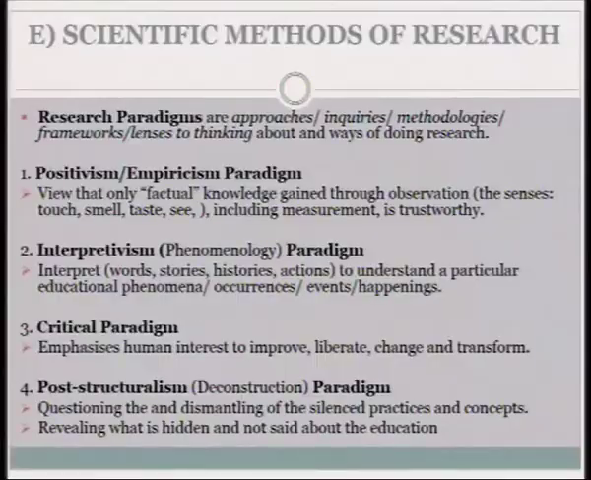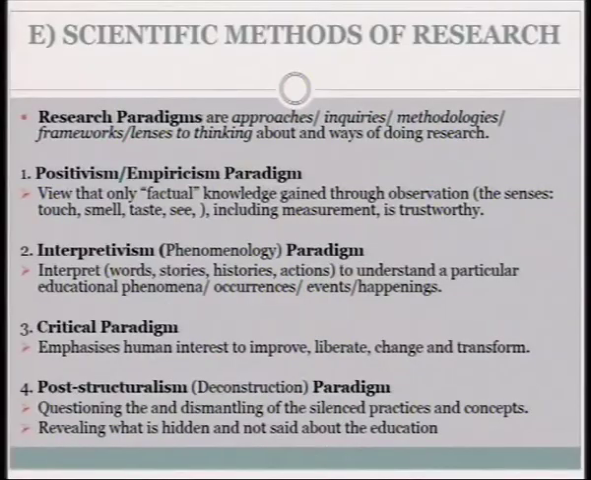Then we have number 3, critical paradigm, another lens or approach that we can use to look at education. So here they are looking at, firstly, that the research should be to the benefit of the people, okay? So it has human interest, 1. Secondly, it has to be about improving the situation. Remember, the 4 ideas I gave you previously are speaking to the same issue. Improving is falling under critical paradigm. So it should change the system.